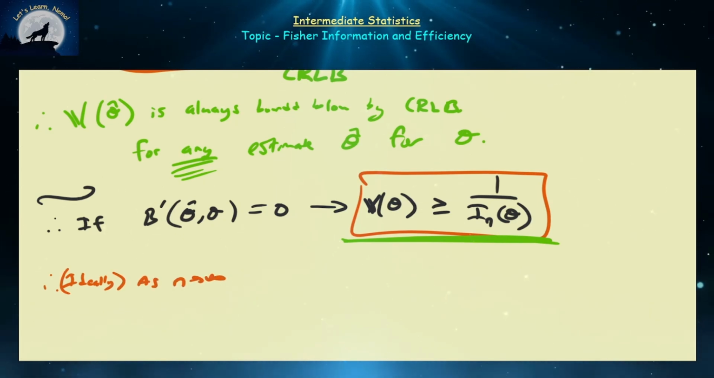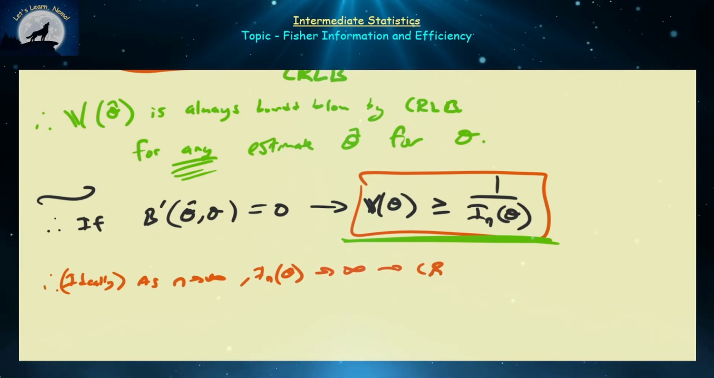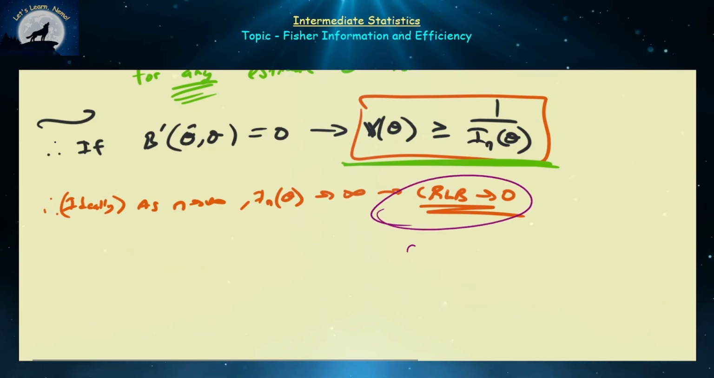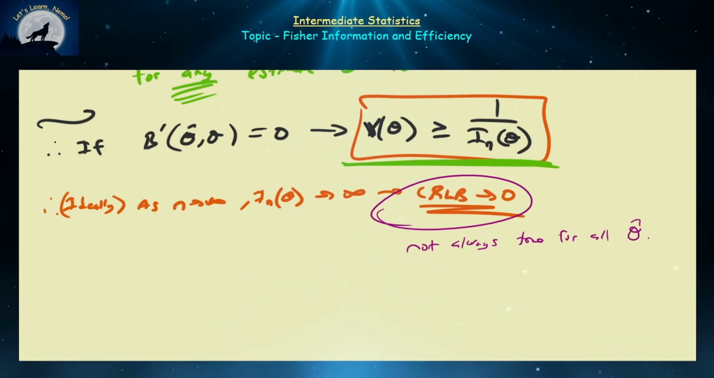as n tends to infinity, I_n(theta) will also tend to infinity, which means that the Cramér-Rao lower bound should ideally tend to 0. But keep in mind, this is not always true. Not always true for all theta hat. For some theta hats it's true, but not all.